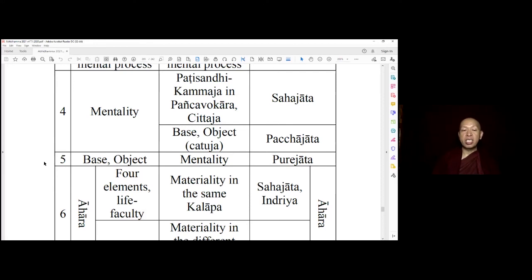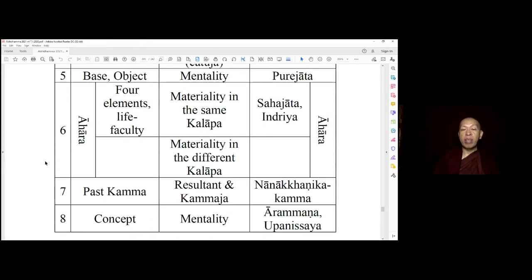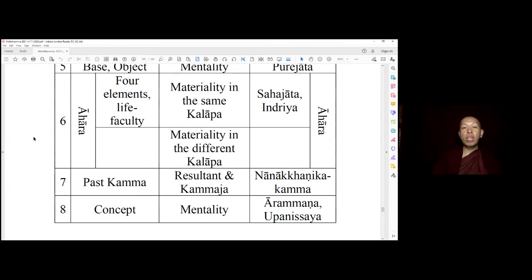Okay, now rule number 6. I can divide it into 2 groups: the four elements and life faculties. For the four elements, I now have a new table again. Anyway, four elements in the same material kalapas, then it will be Sahajata type. The life faculty and materiality in the same kalapas is Indriya type. We have already talked about Indriya type. This one is Rupa Indriya, the previous one is Nama Indriya.